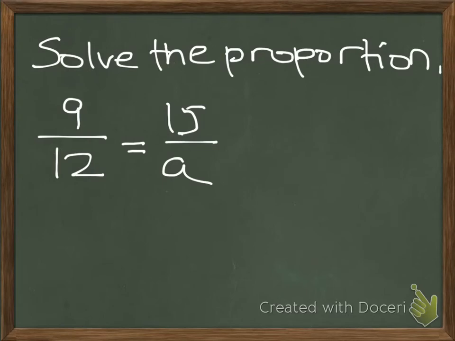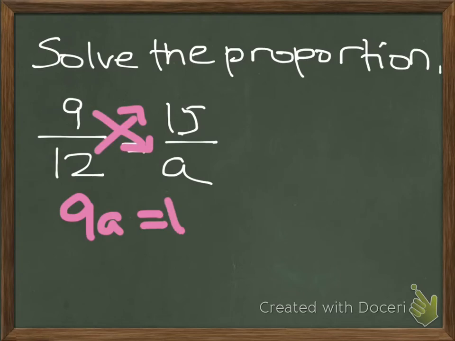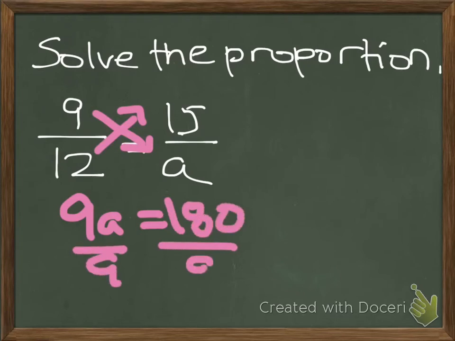Here we're solving the proportion, so again we cross multiply. We have 9 times a, which is 9a, and 12 times 15, which is 180, and then we divide by 9 to give us a equals 20.